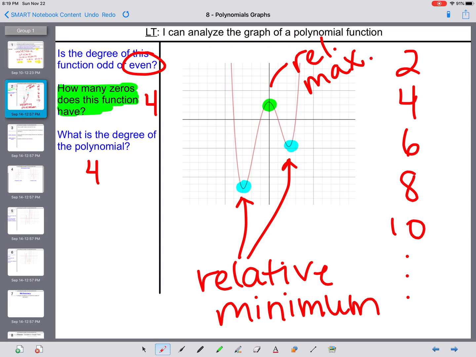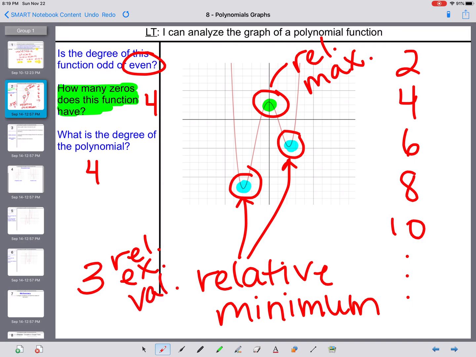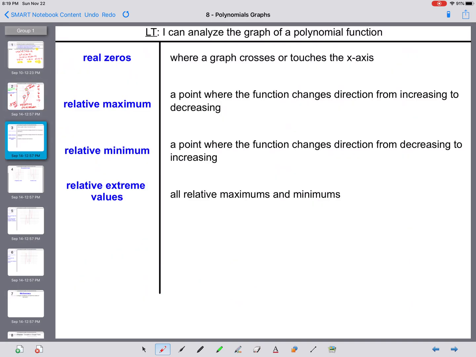Okay, so if I were to ask you how many relative extreme values there are, well, you would just count up all of these together. You'd count up the 2 minimums plus the 1 maximum, and it would be 3 relative extreme values. So those are your new vocabulary words.